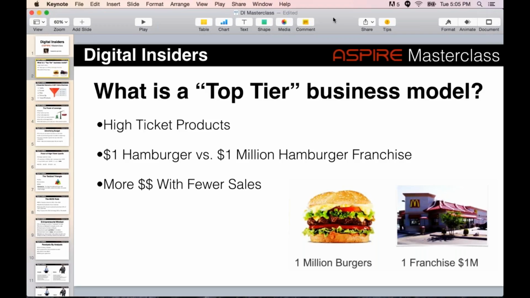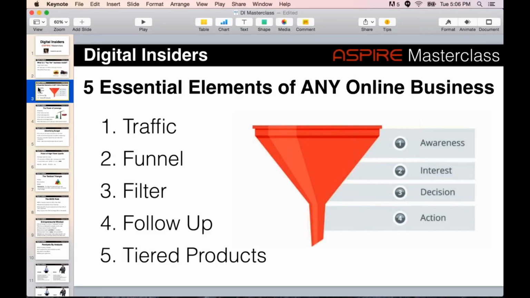So one of the benefits of the quote-unquote top-tier business model is that you are focused on selling high-ticket products, right? Like the example that he uses in the training is, what's easier to sell, 1,000,000 hamburgers for $1 each, or one single $1 million hamburger franchise? Because it's tough to make 1,000,000 sales, but if you can just sell one high-ticket item, you essentially are making the same amount of money. So you can make more money with fewer sales when you have the top tier business model.